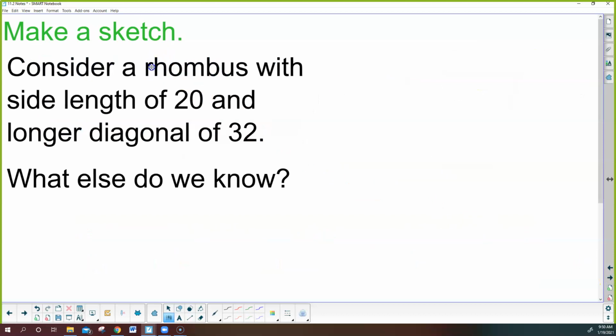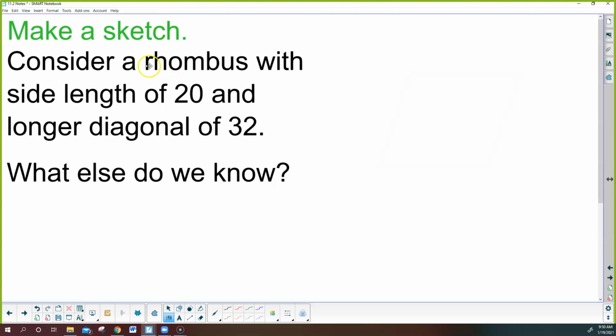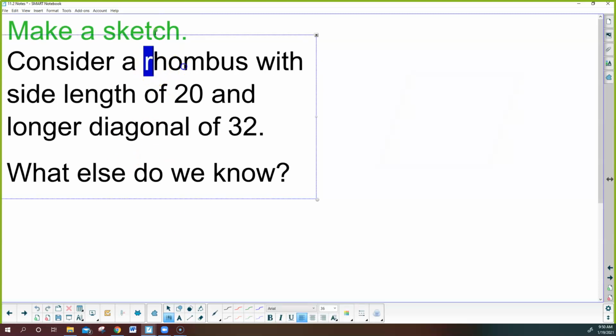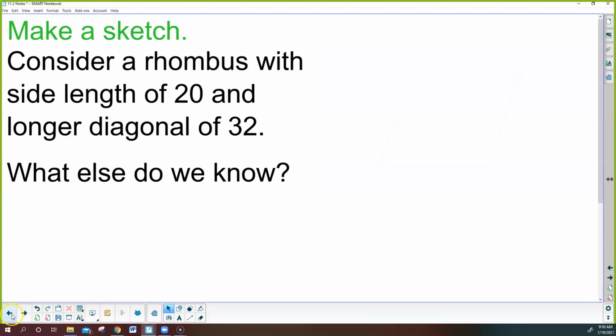This one kind of gets kids stuck. So what I'd like you to do is, you don't have to write these words here, but I'd like you to draw a picture of a rhombus with side lengths of 20 and a longer diagonal of 32. And see what you come up with. And then see from that information, is there anything else that you know? All right.